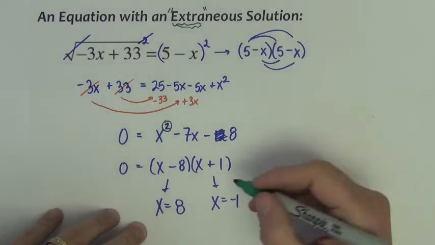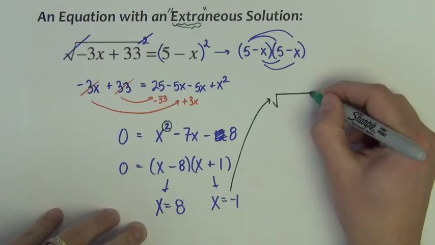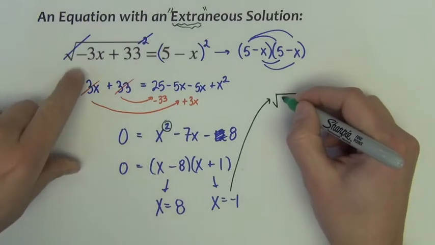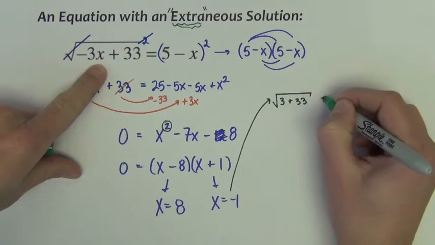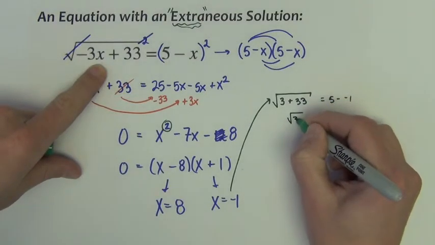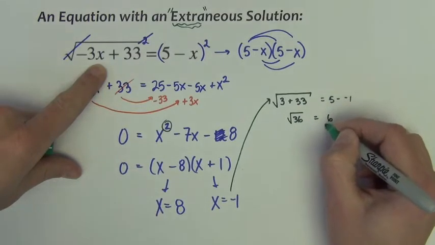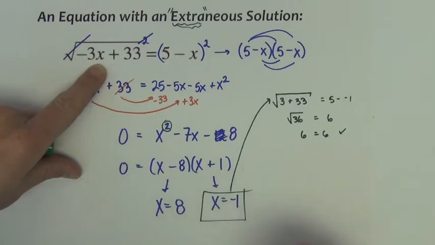Let's check negative 1 first. That would make negative 3 times negative 1 is 3 plus 33. 5 minus negative 1, so that's square root of 36 equals 6, so 6 equals 6, and yes, that answer is good.